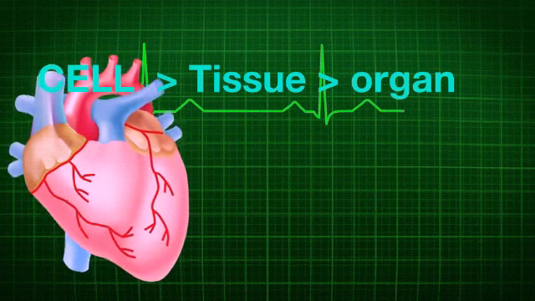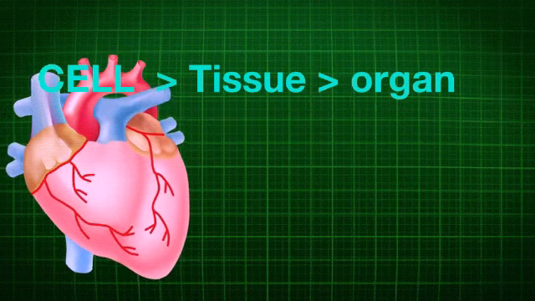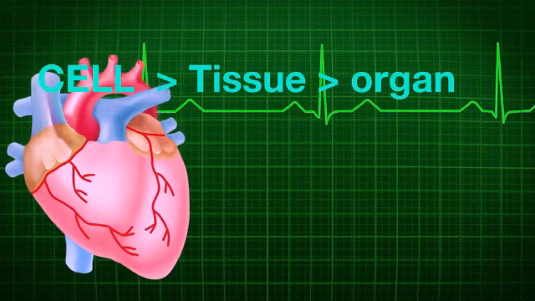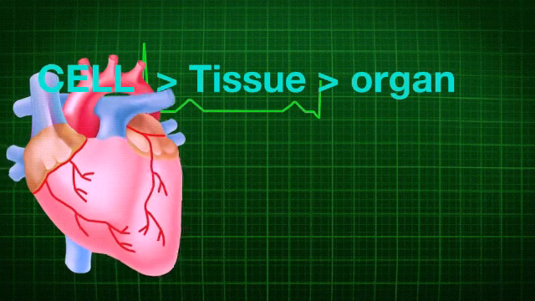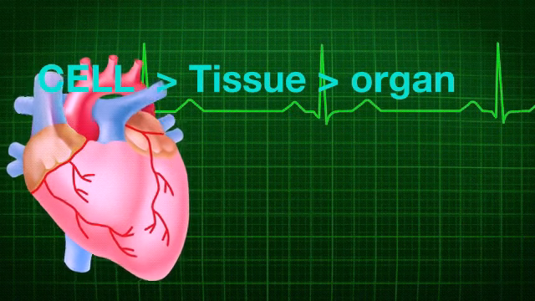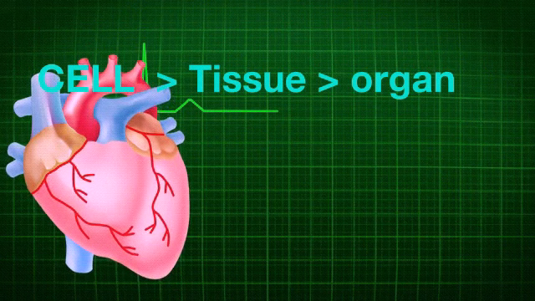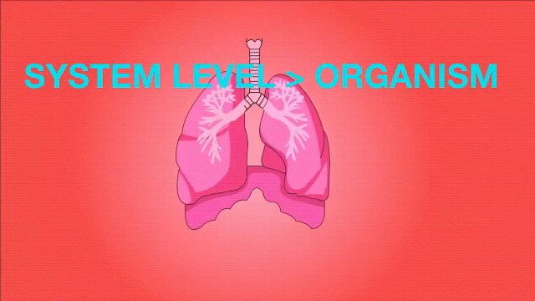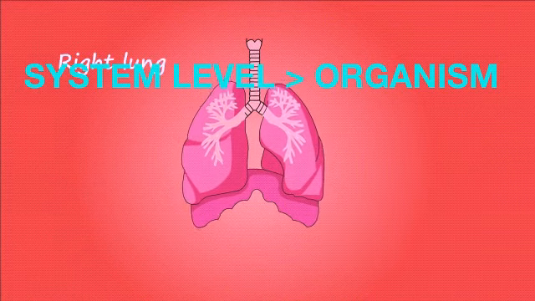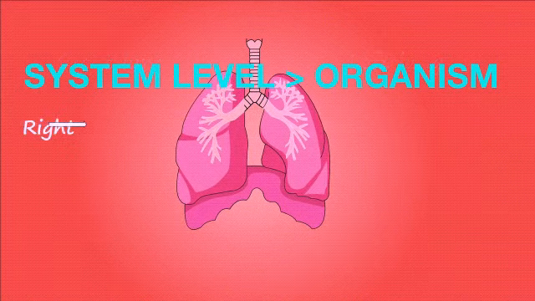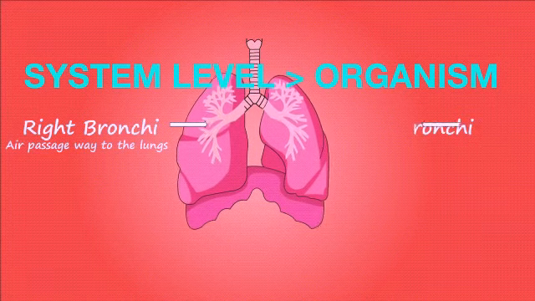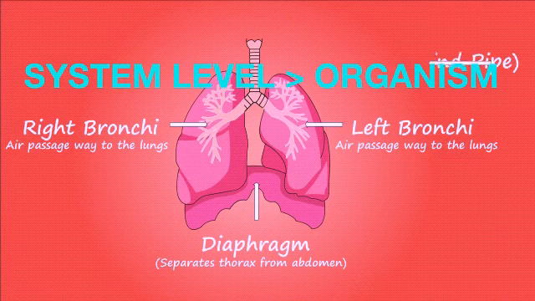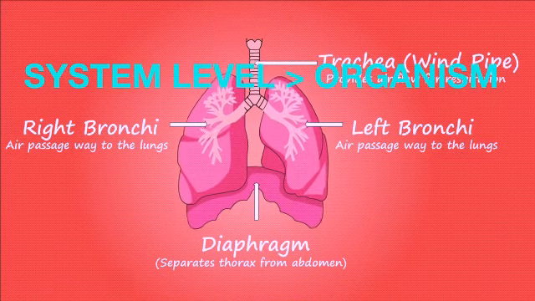Now from the cell we get the tissues, and from the tissue we go to the organs. Like here we see the heart. The heart is an organ. This organ is made up of different tissues. You get it? Now we are going to see how organs combine together and make what we call the system. The systems also go and make the organism. The organism, I mean the whole body.